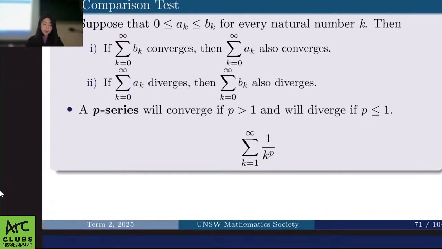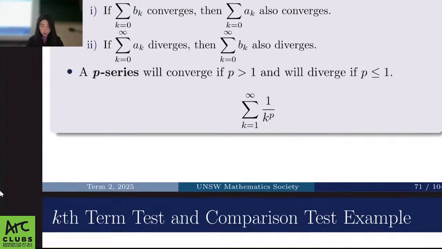Right. And we also have something called the comparison test, where if you know that every term in a series is bound between 0 and another term from another series, then if the other series converges, i.e. its upper bound converges, then this series is also going to converge. And if the lower bound for bk, which is ak, diverges, then we know that this must also diverge.